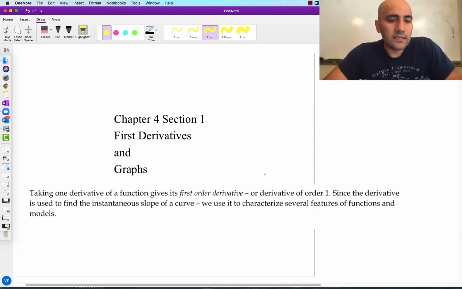Okay, remember that taking one derivative of a function gives the first order derivative, or the derivative of order 1. Since the derivative is used to find the instantaneous slope of a curve, we use it to characterize several features of functions and models. Okay, so let's begin with the following graph.